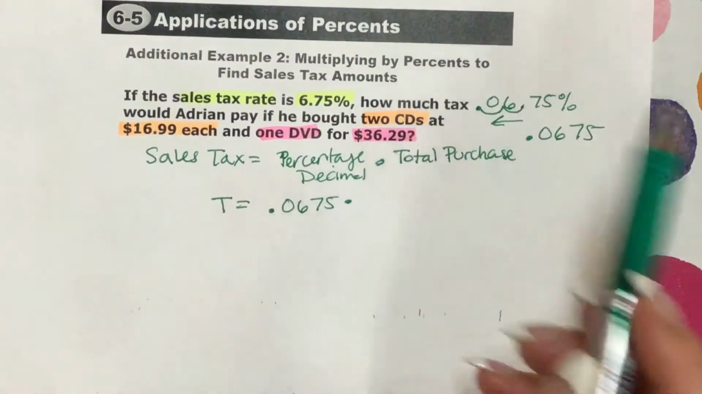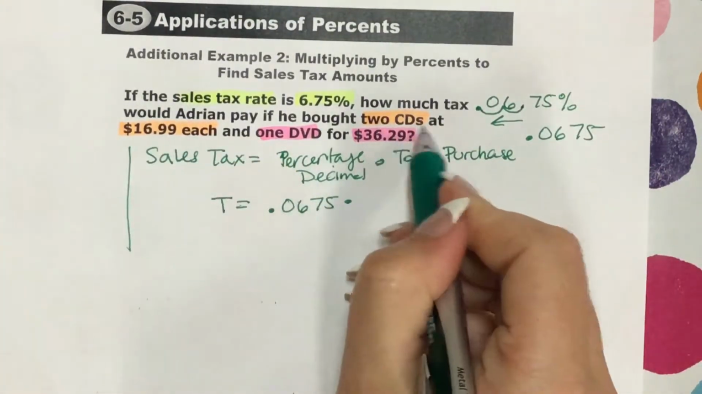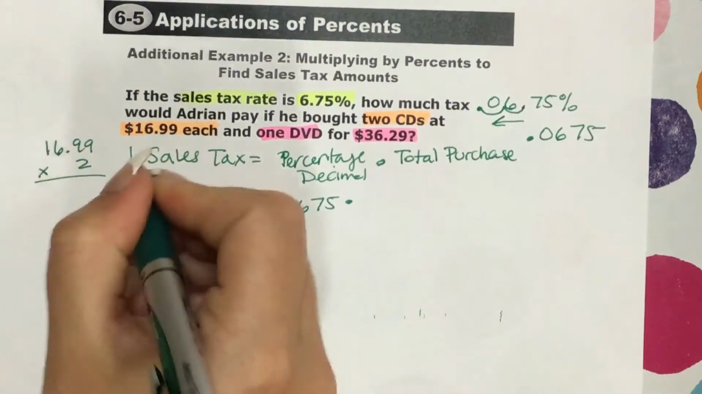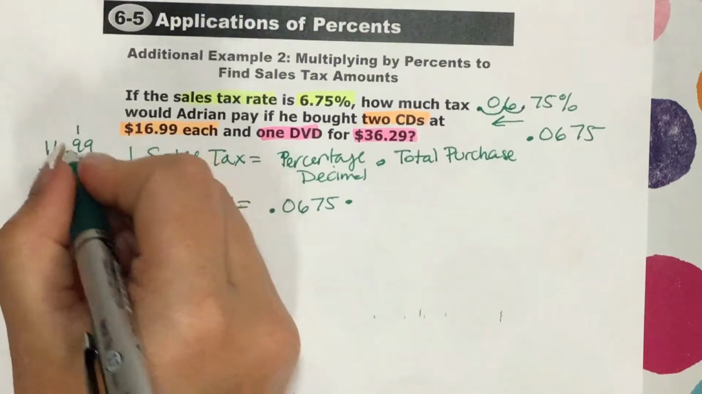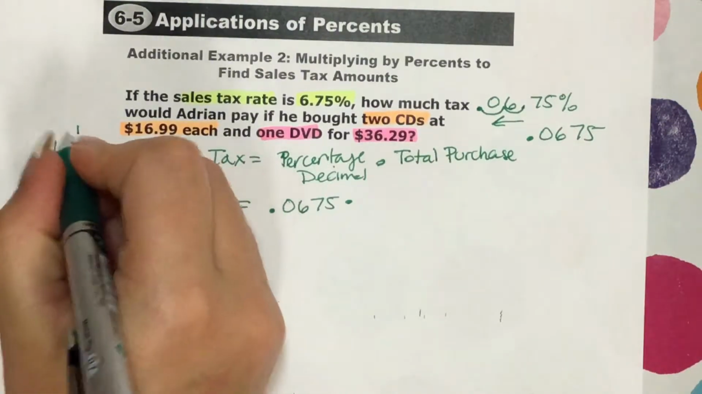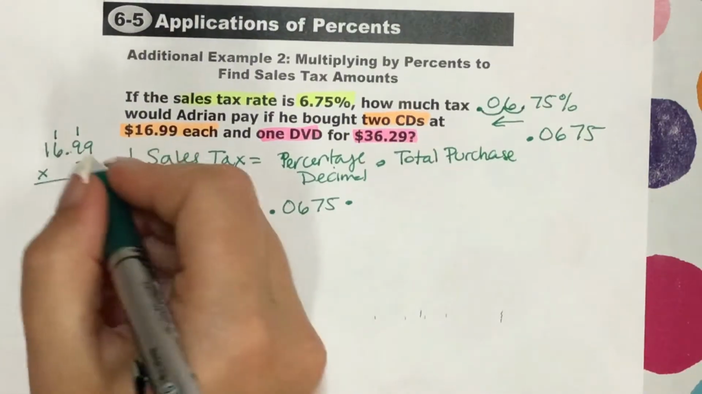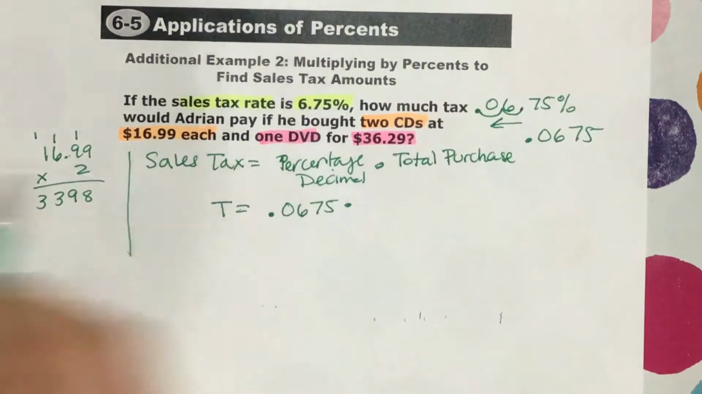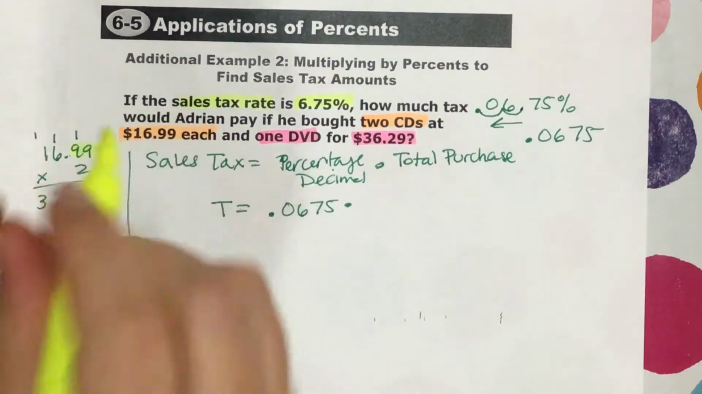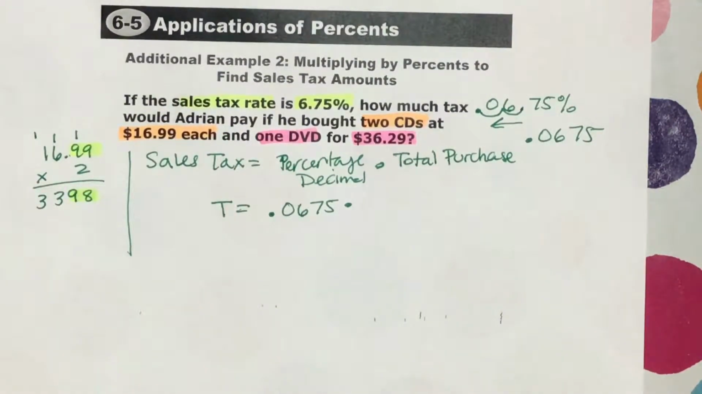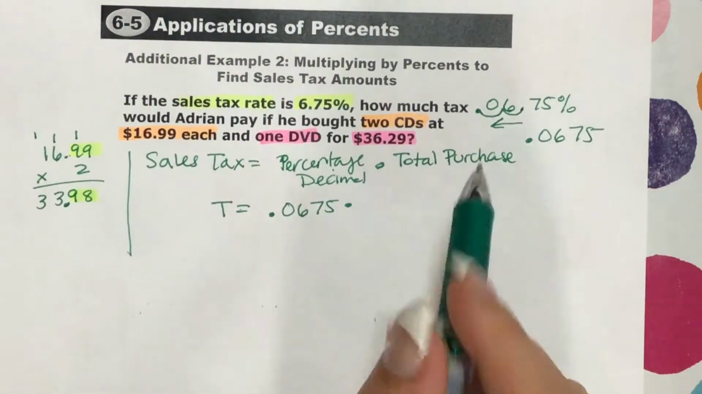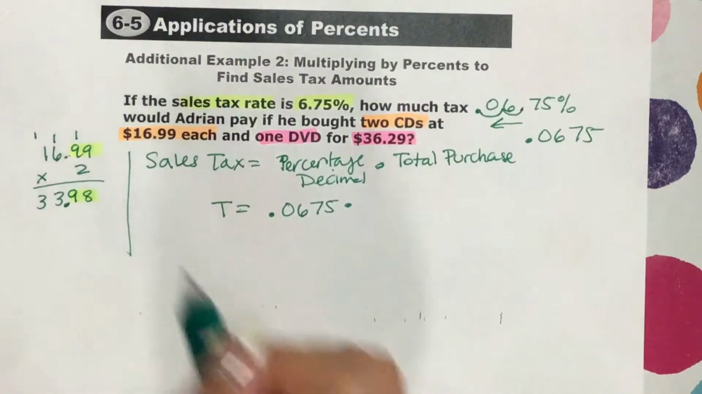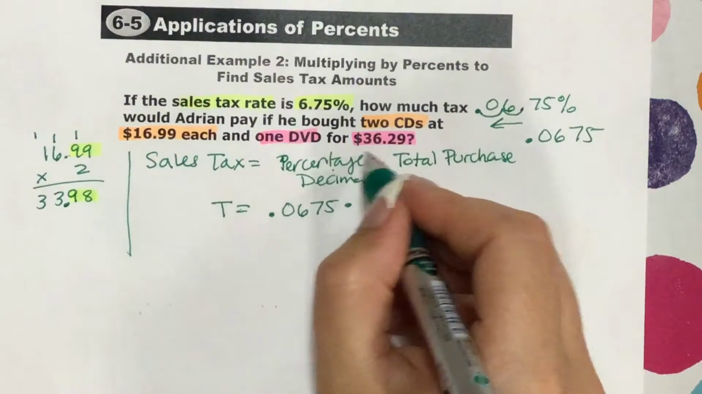Now, to figure out the total purchase price, I'm going to have to do a little work on the side. So we bought 2 CDs at $16.99. So that would be $16.99 times 2. 2 times 9 is 18. Write the 8, carry the 1. 2 times 9 is 18. Plus 1 would be 19. Write the 9, carry the 1. 6 times 2 is 12. Plus 1 is 13. Write the 3, carry the 1. 2 times 1 is 2. Plus 1 is 3. Now we're multiplying decimals. There's 2 decimal places, so that means the answer has to have 2 decimal places, which means the decimal goes right here. So 2 CDs at $16.99 each cost a total of $33.98.